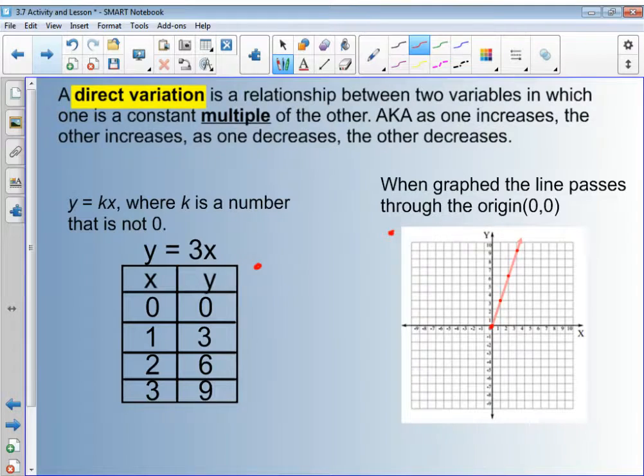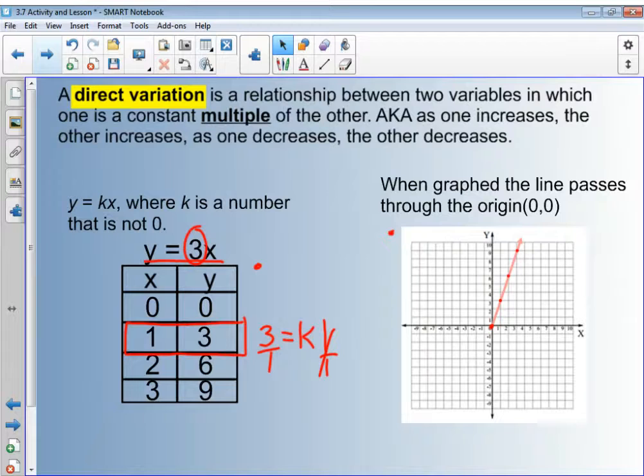You'll notice in our equation, we were able to set it up and solve for k. If we wanted to solve for k on this one, we would substitute in 3 where our y is. So 3 equals k times 1, since x is 1. Then we divide by 1, and we find out that k is 3. Those are some things we'll be working with in this lesson: identifying direct variation from a table, a graph, and an equation.